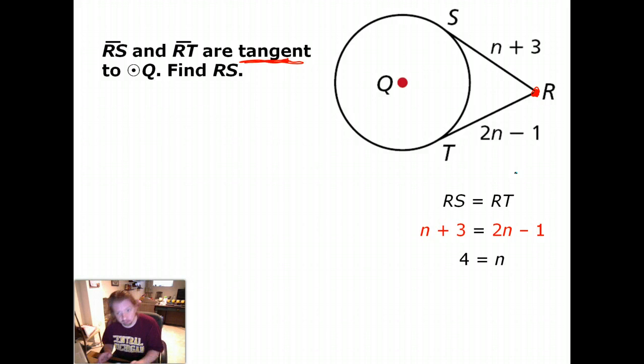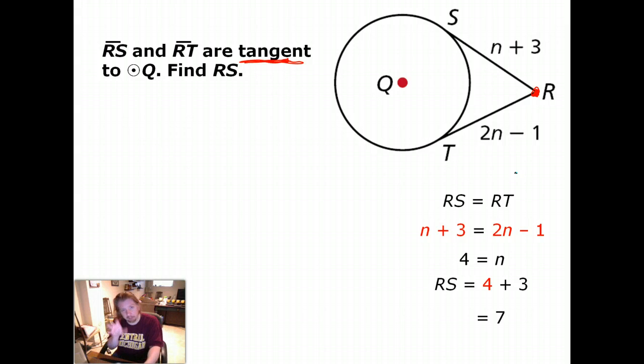We do a little algebra, so we add 1 to each side and subtract n from each side, because this n is equal to 4. And then I can plug that back into either of the two expressions. Again, RS is equal to 7. That's really all you have to do with that.